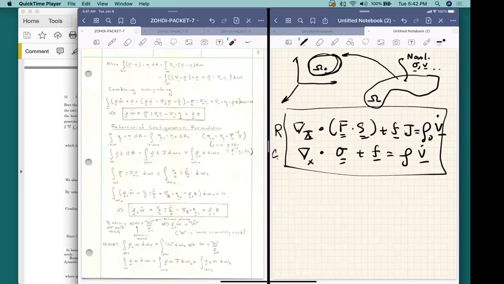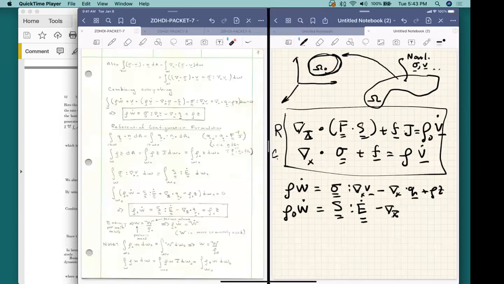It turns out that we can do exactly the same thing for the first law of thermodynamics, or the so-called power equation, that this equation, rho W dot equals sigma times the gradient of V minus the divergence of Q plus rho Z, can be rewritten in a nice form of rho 0 W dot equals S times the derivative of E minus the divergence of Q0 plus rho 0 times Z. This happens to be in the current configuration, and this is in the reference configuration. And let's see what the differences are.